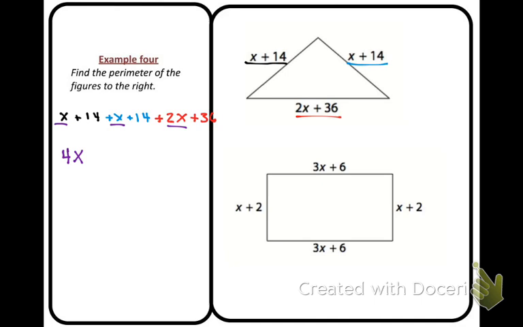And now we look for the next set of numbers. So we have just our constants left now. We have 14, and we have 36. So now 14 plus 14 is 28, plus 36 gives us 64. So our perimeter there for that triangle is 4x plus 64. It's in standard form. Our highest power is first, and then our constant follows. And we have no other terms to collect.